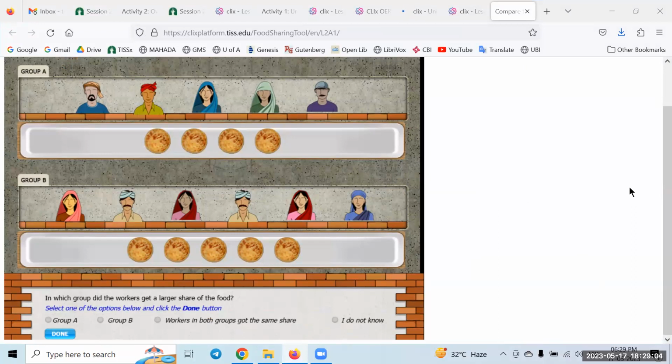So Dr. Ramakrishna says group A. Can he justify it or something? I mean, can you give the reason, Dr. Ramakrishna? Can you give them a reason why group A is more?